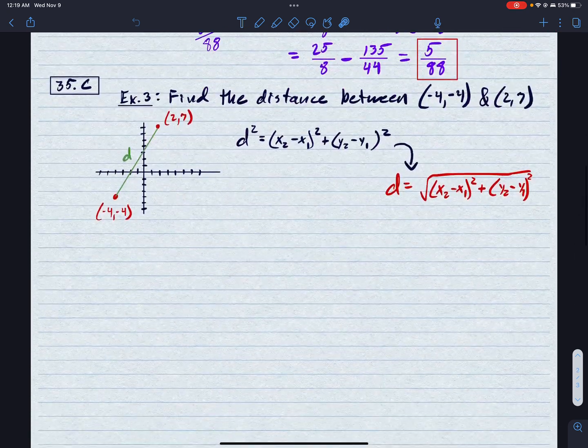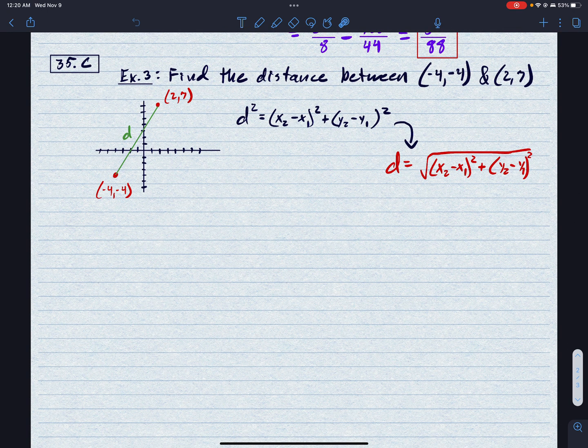All right, so example 3 here, this is topic letter C in this section. Real quick example, it just says find the distance between -4 and 2, 7. I recommend you take a moment, pause the video if you have to, plot the 2 points on a graph, and connect the dots in the way that I've shown. And what we're trying to do is find the distance between the 2 dots.